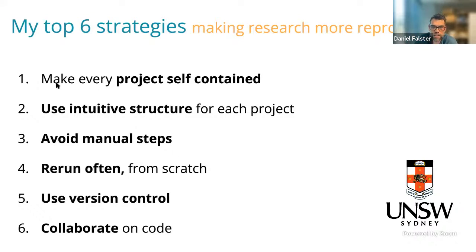And so the 6 strategies are: 1, make every project self-contained. 2, use intuitive structure for each project. 3, avoid manual steps in the chain from data to results wherever you can. 4, rerun your code often from scratch. In fact, every time I come back to the project. 5, use version control. And 6, collaborate on code. So I'm going to step through these, and I'm going to try and do this with a bit of live code on screen.